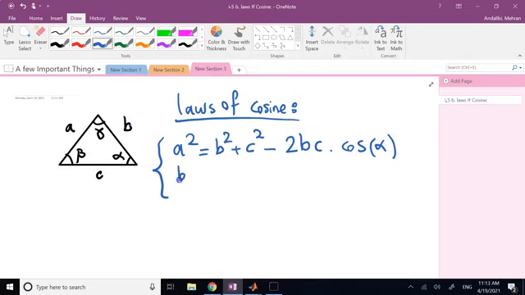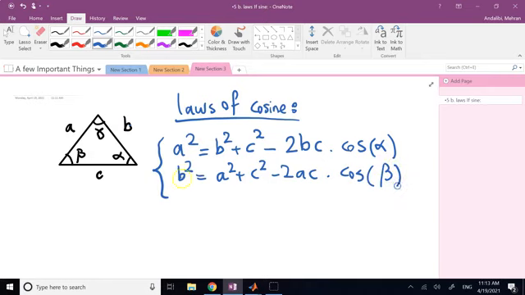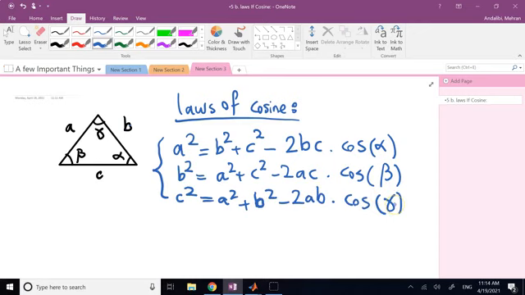You can similarly write it for B. B squared is sum of the two other sides squared, minus 2 times the product of them, times cosine of the angle between A and C, which is what? Or in front of B, basically. Beta, and finally C squared is A squared plus B squared, minus 2AB, and this is going to be cosine of gamma. So these three, we call them laws of cosine. They are like generalized Pythagorean theorem.